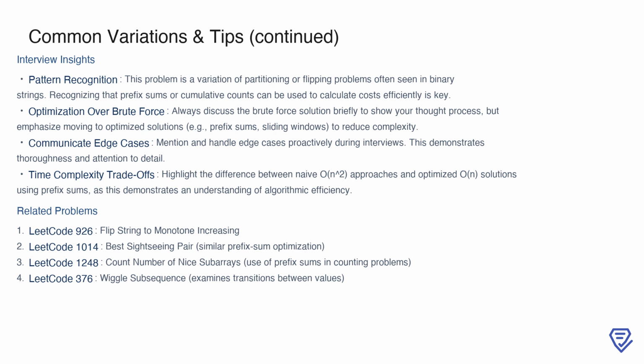Another important point is to communicate how you handle edge cases proactively. Interviewers value thoroughness and attention to detail, so explicitly addressing these scenarios can set you apart. Additionally, highlight the time complexity trade-offs between naive approaches, like O(n²) solutions, and optimized O(n) techniques using prefix sums. This demonstrates your understanding of algorithmic efficiency and your ability to make informed decisions. Finally, you might find it helpful to relate this problem to similar ones, such as LeetCode 1014, 1248, or 376, as they share techniques like prefix sum optimization or analyzing transitions between values.